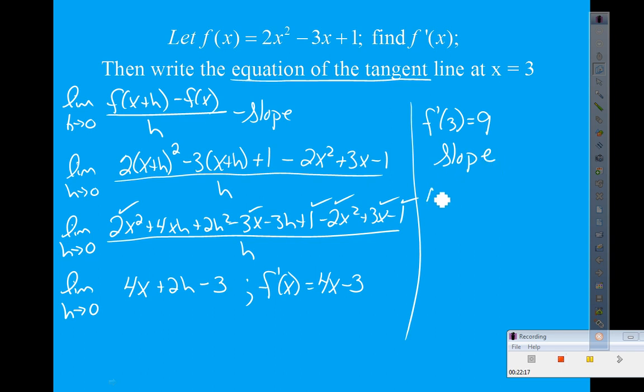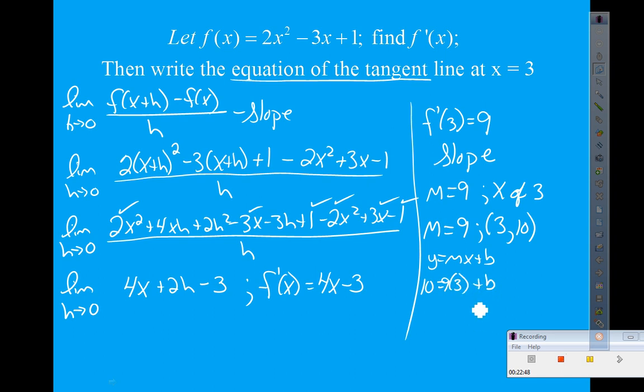Now I need to write the equation of a line that has a slope of 9 and an x value of 3. If my x value is 3, I'm going to plug 3 into this equation to get my corresponding y value of 10. Now I need my b value, so I'm going to go y equals mx plus b. 10 equals my m value, which was 9, times my x value of 3, plus b. So b is going to be negative 17.